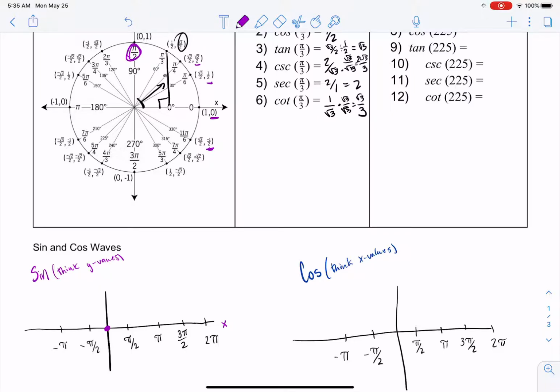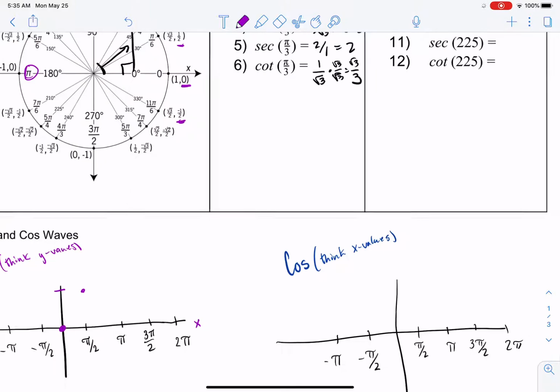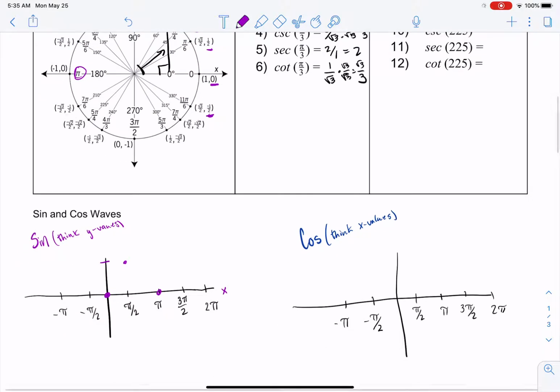When I go to pi over 2, what is my y value? Now I'm up to 1. So now I'm up at positive 1 over here. Okay, when I go to pi, now I'm back to 0. So I'm just graphing this based on my y values. And then when I go to 3 pi over 2, I'm at -1. That's down here, right? And then at 2 pi, I'm back to 0.